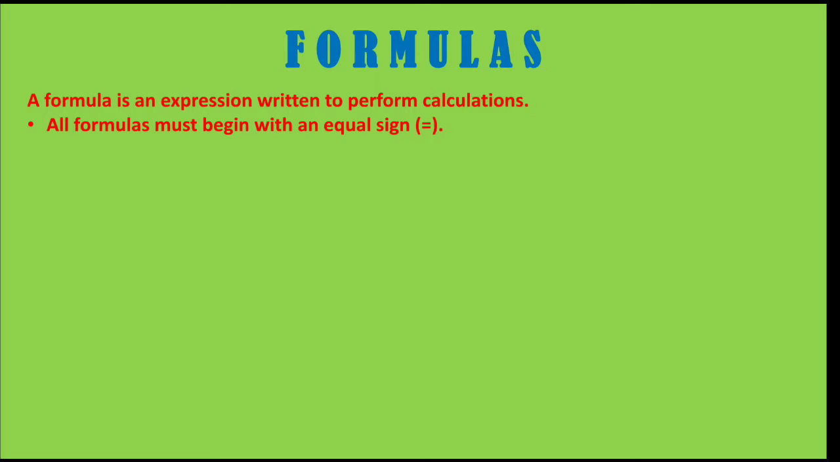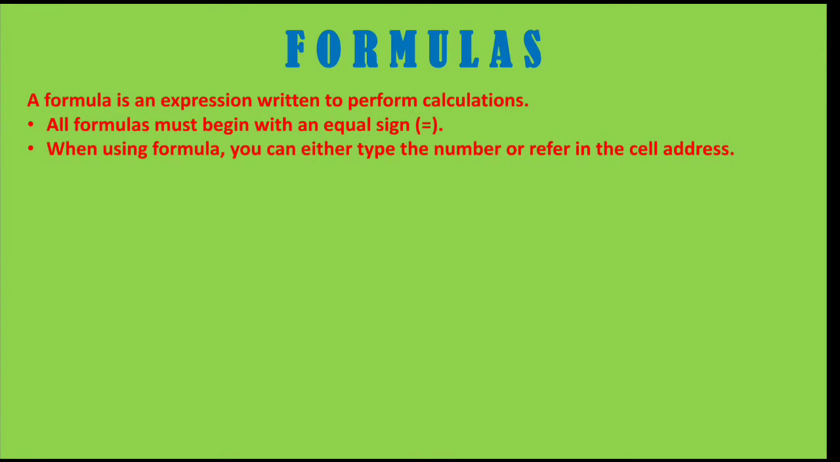Now all formulas must begin with the equal to sign. So whenever we start writing a formula, we should always start with the equal to sign. And when using a formula, you can either type the number or refer to the cell address. Suppose I want to add, say, 50, 60 and 70, I can write directly the numbers: equal to 50 plus 60 plus 70.